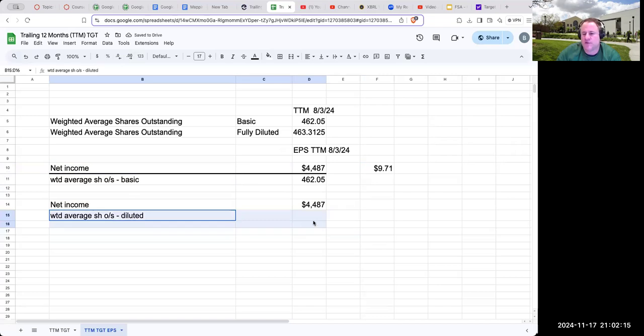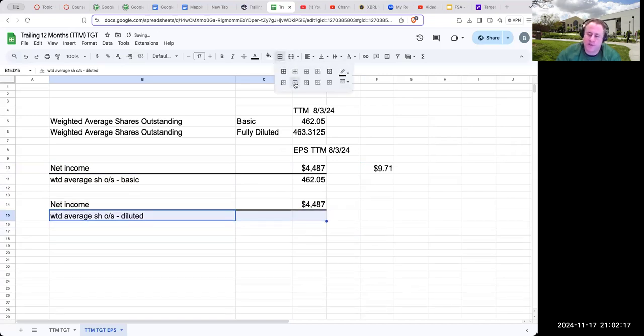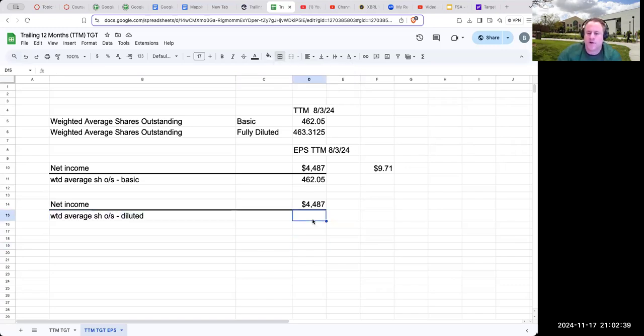What's the difference between these two? Well, when we look at diluted earnings per share, in basic, we're just looking at the common shares that are actually outstanding. When we look at diluted earnings per share, that can include employee stock options that have not yet been exercised. They can include warrants. They can include convertible bonds or convertible debt that may be in the money. So over here, my fully diluted amount is going to be roughly $9.68.